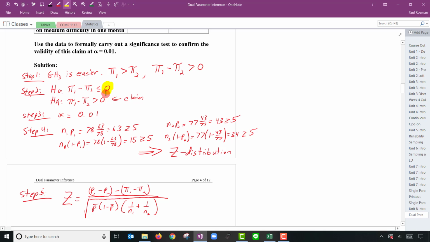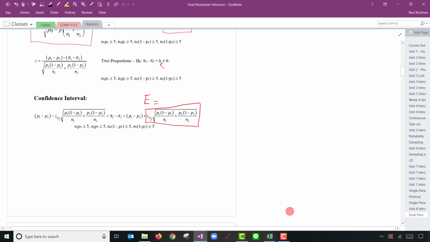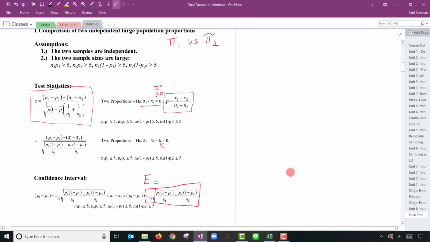If it had said proportion group 1 was 10% easier than group 2, then I would have 10% here and here, and I would use the other formula for Z. Remember, if we go back, we had two options here. It's almost always this one. Notice ours wasn't exactly equal. It was one of the greater than or less than or equal to options.